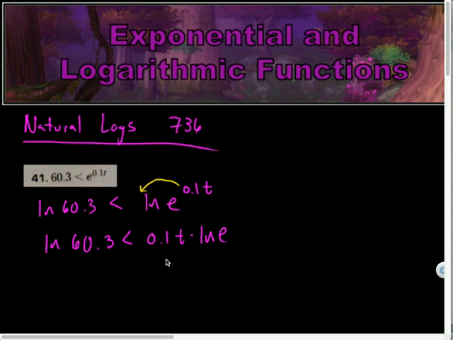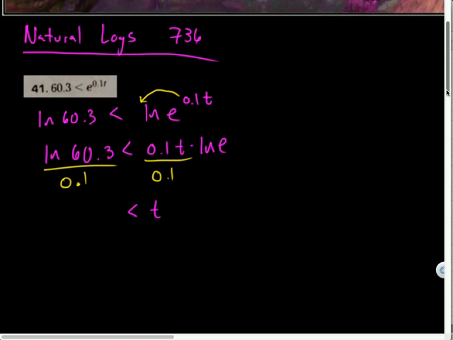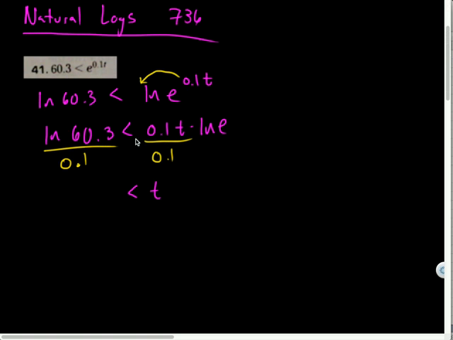And then how would I get t by itself here? Divide by 0.1. Do I have to flip the inequality when I divide by 0.1? No, we won't have to. It's only in that case if you divide or multiply by a negative. Correct. So I get 60.3 over 0.1 is less than t, or I could flip the whole thing and get t is greater than ln of 60.3 over 0.1.